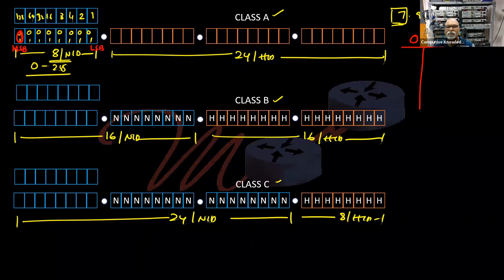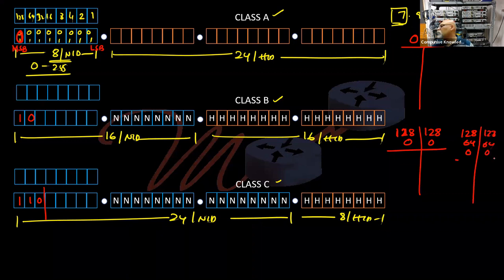Observe this order. In class B, for the same reason, they fixed 1 and 0. That means 128 is 1. Observe this, you will understand, very simple. 64 is 0. That is fixed. It will not change for class B. Class C is fixed as 110. So 128 is the same, 64 is the same, and 32 is 0.